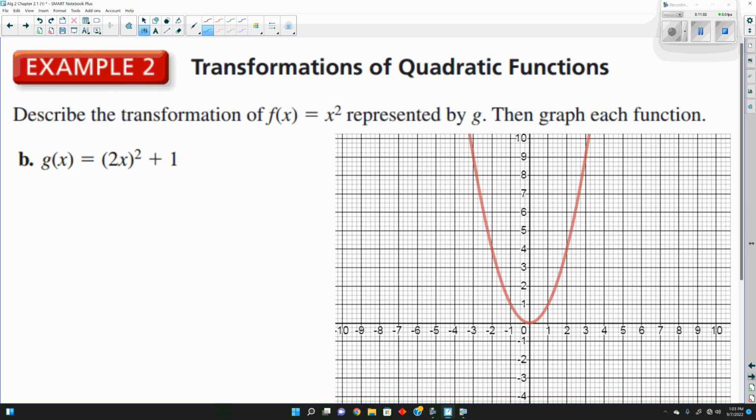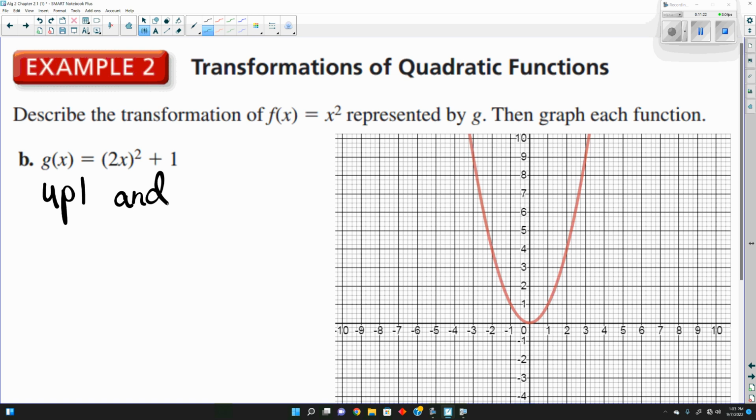Okay, so we have two things here, yes? We have a 2 that's inside parentheses and the +1. So let's do the +1 first. +1's a little bit easier to work with, yes? The +1's going where? Up 1.